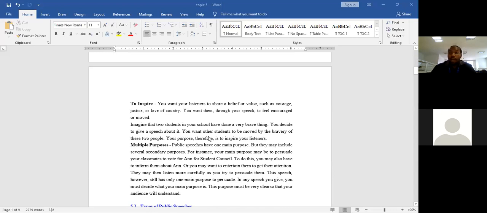Also, it is used to inspire. For example, if you want to inspire your listeners to share a belief or value, such as courage, justice, love of a country, etc. For example, you can inspire people to be courageous. Public speakers inspire people. We have had so many public speakers, and still we have so many, and their main aim is to do what? Their main aim is to encourage someone.